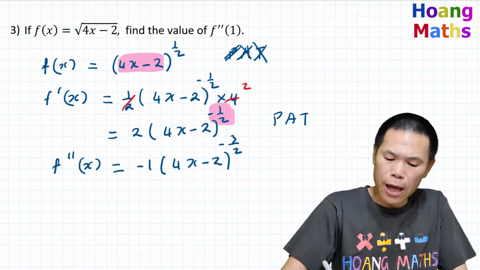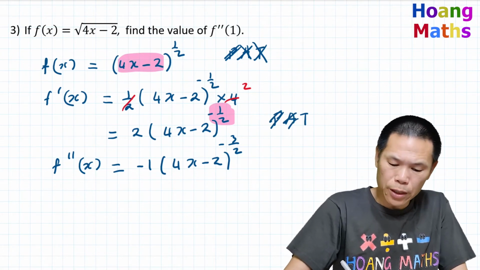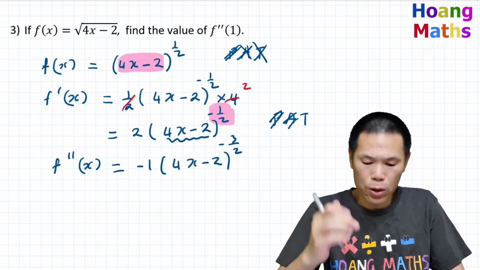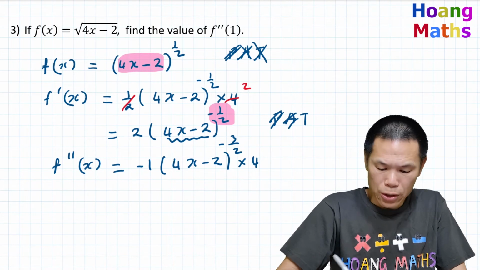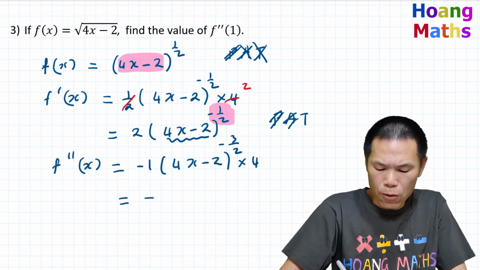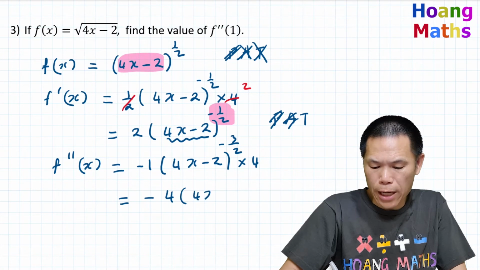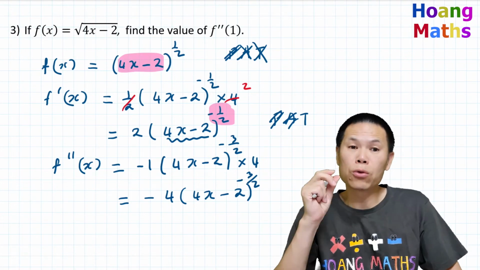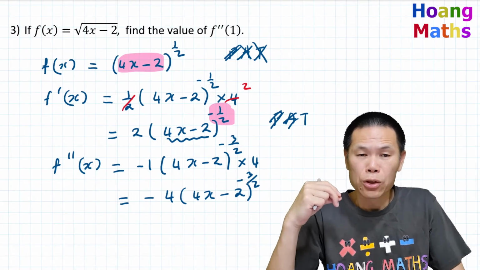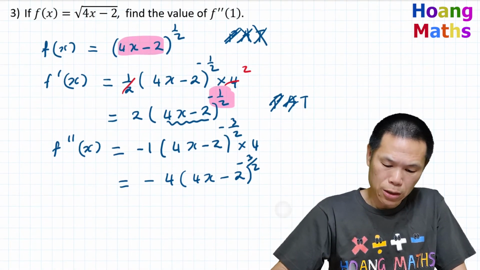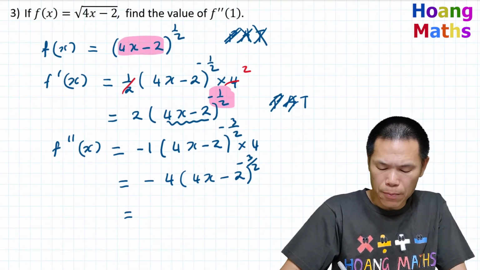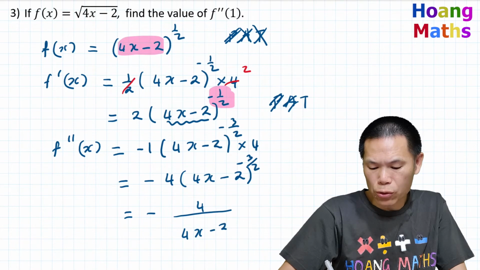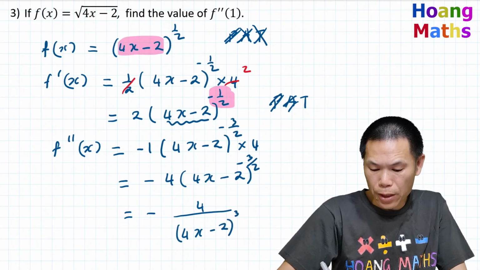And then we differentiate the angle because it's the power we just did. The angle is 4x minus 2. So to differentiate 4x minus 2, that will give me 4. So we just times by 4. So now this is equal to negative 4, and then 4x minus 2 power of negative 3 over 2. So what I do now is I just put the negative index down, so that becomes a positive index. So now let me just rewrite this. So it becomes negative 4 over 4x minus 2 power of 3 over 2.